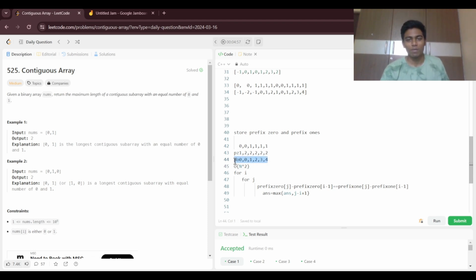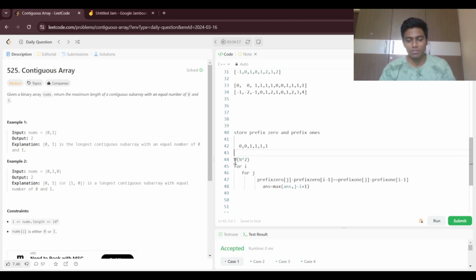Suppose instead of storing prefix 1 and prefix 0 again and again, can we use only one variable such that it will store the number of zeros and ones? Yeah, we can. Let's take count as initially 0, and whenever we meet 0, we are going to minus the count, and whenever we meet 1, we are going to plus the count. So for this it is going to be minus 1, and then minus 2, then minus 1, then 0, then 1, then 2.